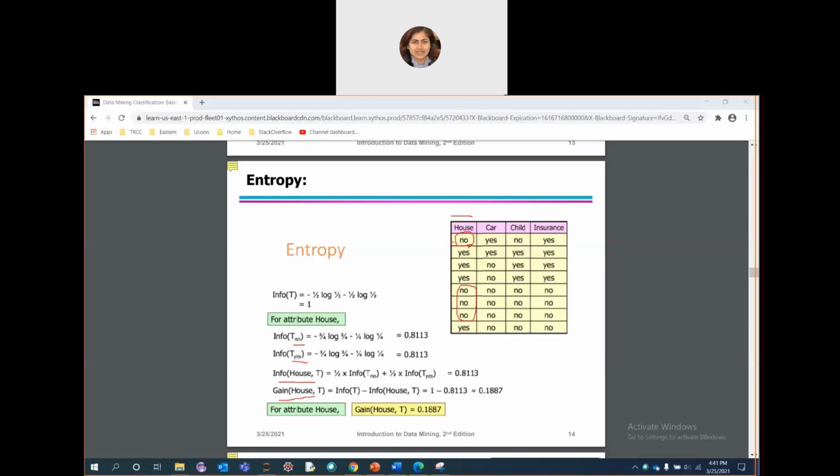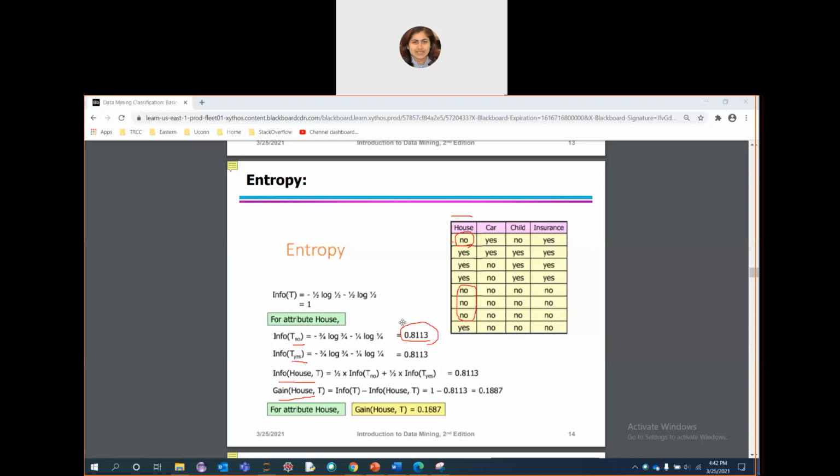So first we need to find out the probabilistic distribution for no. How many no's are associated with no? So total how many no's are there? 4. And how many no are associated with no? That is 3. So it will be 3 divided by 4, log 3 divided by 4. Then out of the total no, that is 4, how many no is associated with yes? That you need to find out. The alternative one. It is 1 by 4, 1 by 4. So this is your info T of no, that is your entropy for no applied on the house.